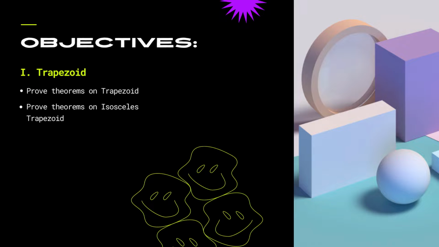Here are our objectives for today's discussion. First is to be able to prove theorems on trapezoid and then prove theorems on isosceles trapezoid.